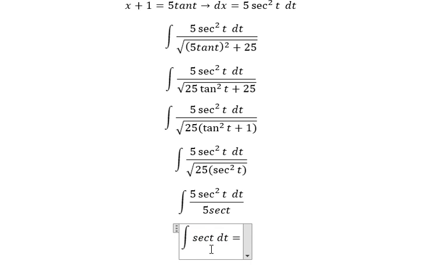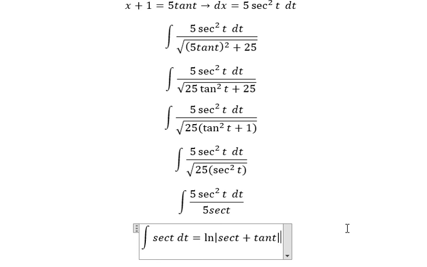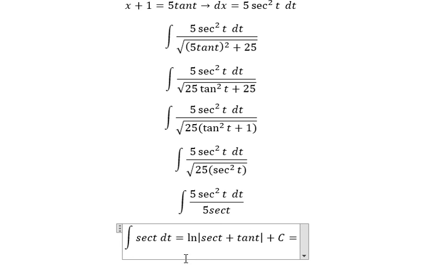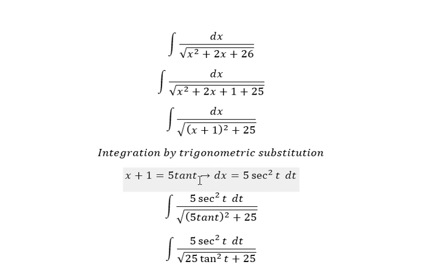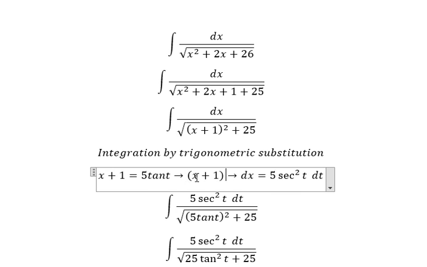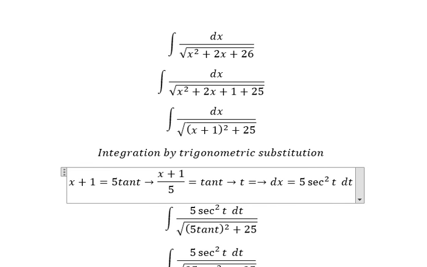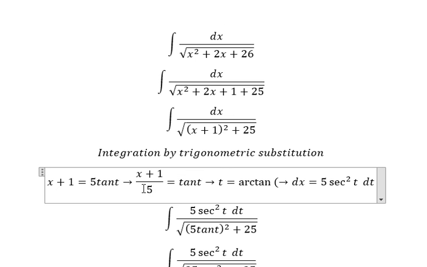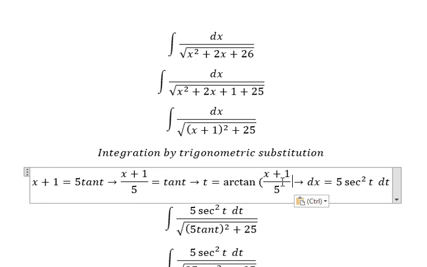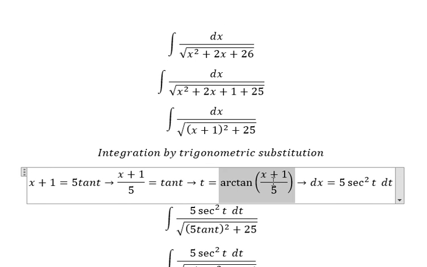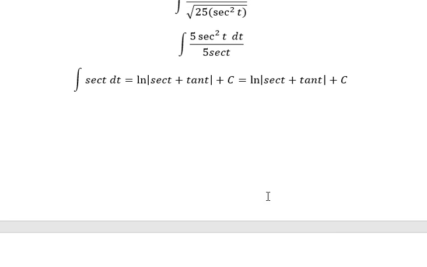The integration of this one, you get ln of the absolute value of secant of t plus tan t, and we put c. About t, that is this one, so we need to divide both sides by number 5. And we get t equals arctan of this one. So I will put this one to change for t.